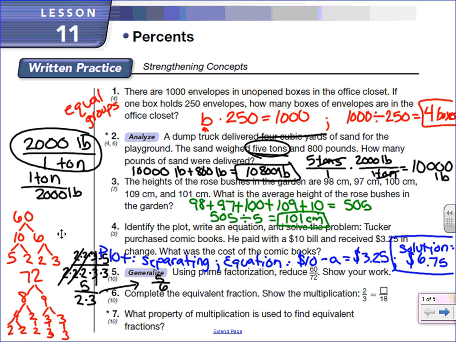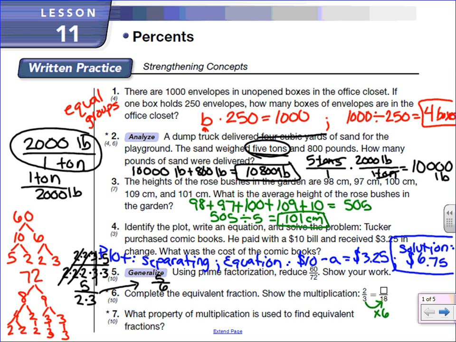In number 6, it says complete the equivalent fraction. Show the multiplication. Well, when you see a problem like this, the first thing that you ask yourself is how do you go from 3 to 18 by either multiplying or dividing. And to go from 3 to 18, you multiply by 6.